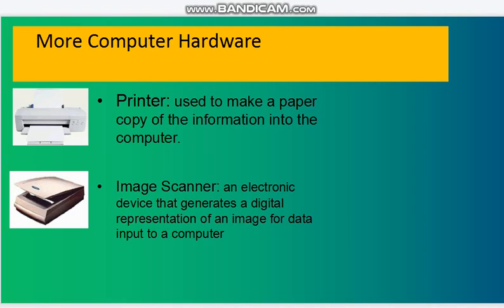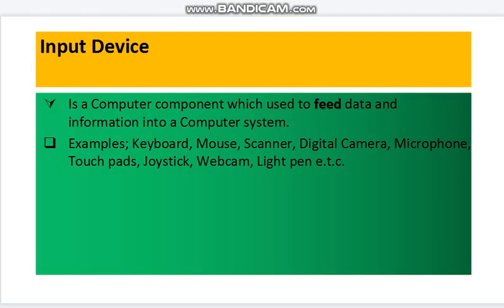And the other one is the image scanner. This is an input device, an electronic device that generates a digital representation of an image for data input to a computer. So the image scanner scans, and it inputs a digital representation of an image to a computer. After it scans, it enters the information into the computer.